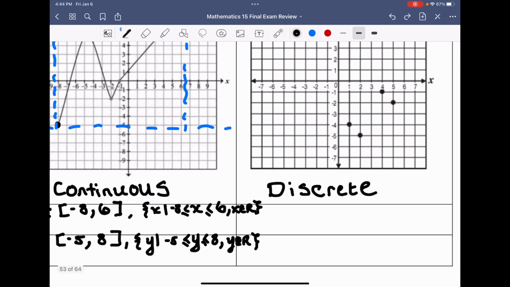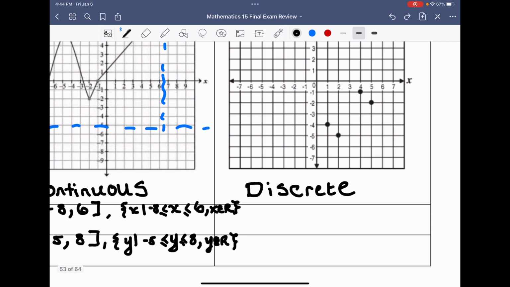Okay, now, in terms of our discrete graph, domain can only be written one way, and it's in set notation. Domain is curly brackets. We just list out all the x values that it exists at. The x values are 1, 2, 4, and 5. And we put commas between them all. 1, 2, 4, 5, close bracket, no repeats.